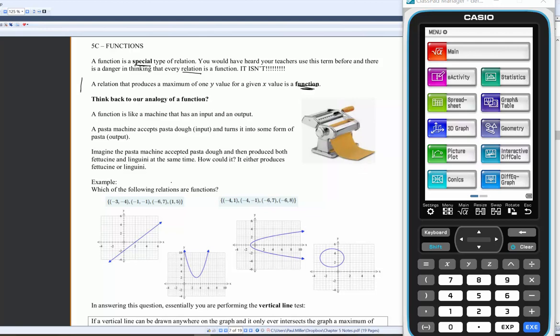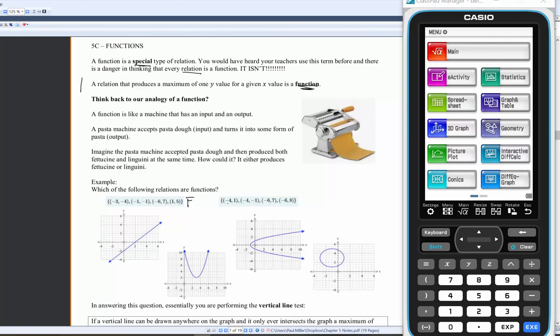So what we're going to look at is which of the following relations are functions. All of these are considered relations, but which ones are functions? Let's have a look at this one here. When I put -3 in, it produces -4. When I put -1 in, it produces -1. When I put -6 in, it produces 7. And when I put 1 in, it produces 5. Now notice that for every x value, I produce only one y value. This is a function.